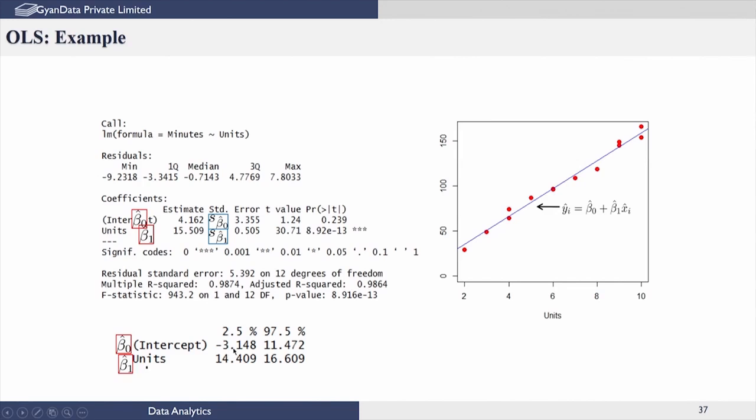Now, all this we have done only for a single variable. We will be extending it to the multilinear case, and we will also look at other assumptions, the influence of bad data and so on in the following lecture. So, see you in the next lecture.